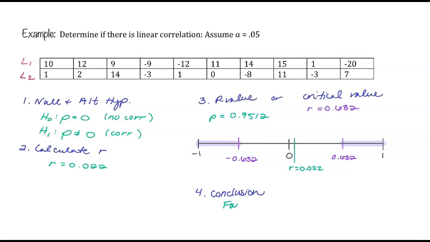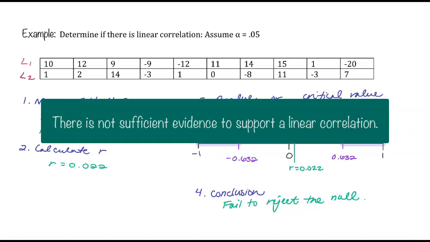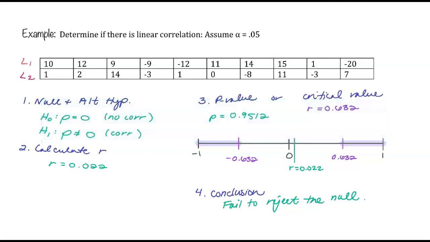We fail to reject the null. And in failing to reject the null, our conclusion is this: there is not sufficient evidence to support a linear correlation. Let's take a look at another example like this one.